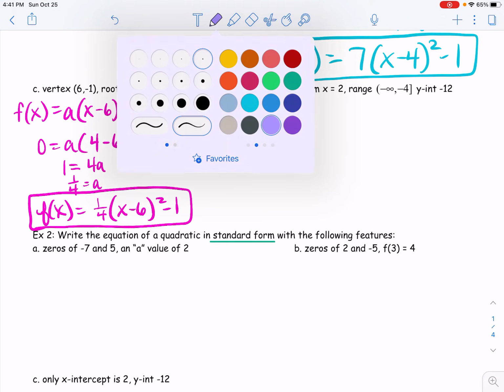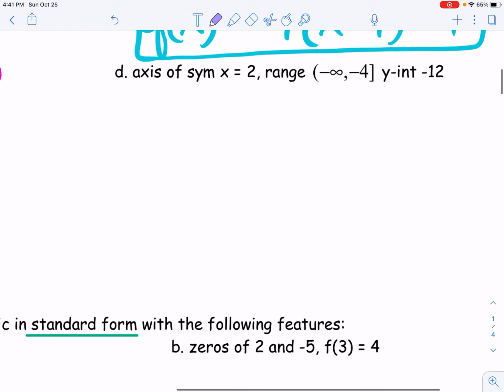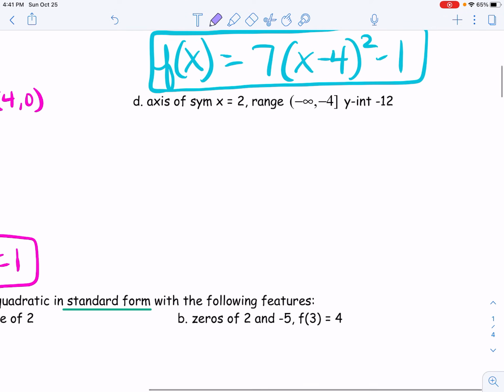Going on to the second one, we're given the axis of symmetry is x equals 2. The range is negative infinity to negative 4, and our y-intercept is negative 12. So we don't know a whole lot of information, but we actually know more than we think we do.